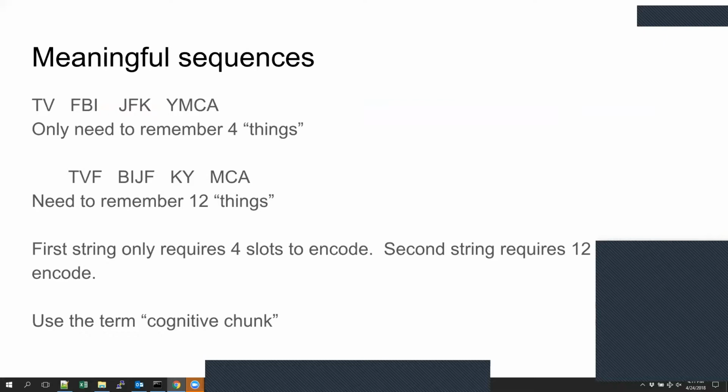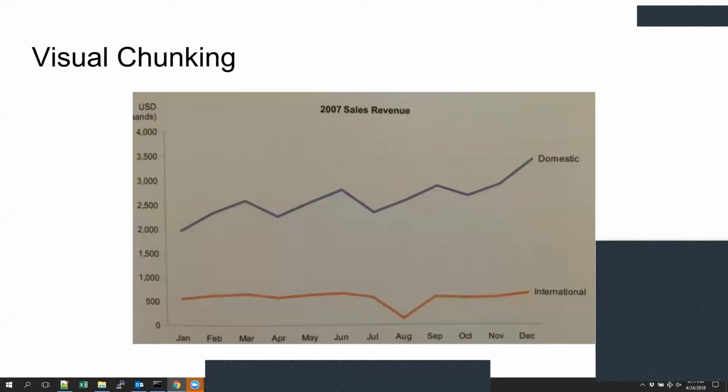But if we make things more meaningful, it becomes easier to remember longer sequences. So instead of just random letters, we see TV, FBI, JFK, YMCA. That's 4 things that we have to remember instead of 12 individual things. And what they call this, and basically the cognitive side of the conversation, is the cognitive chunks. You're remembering chunks of information.